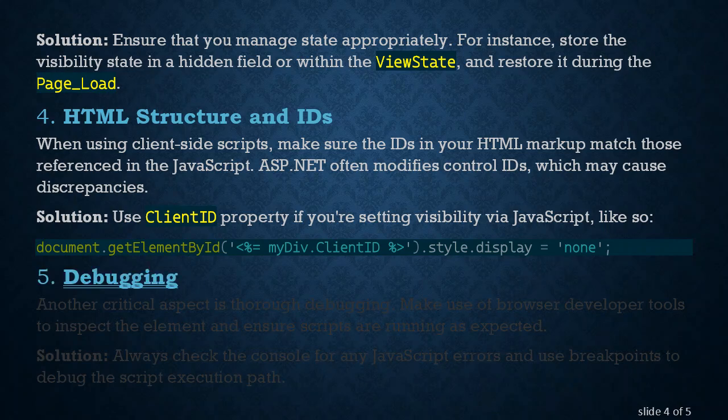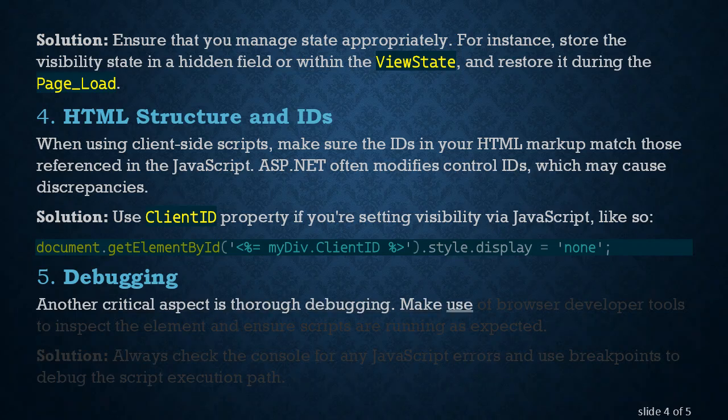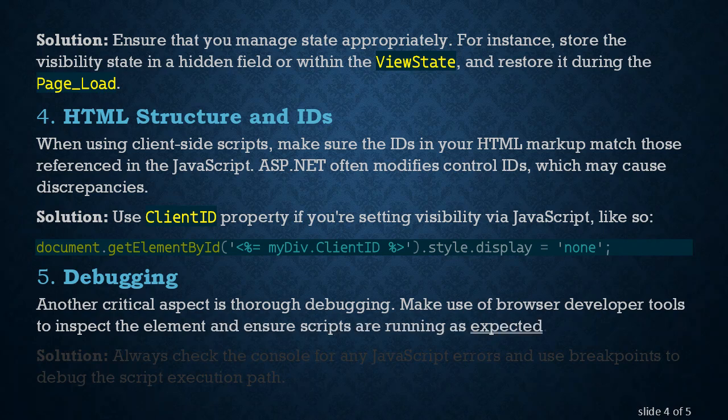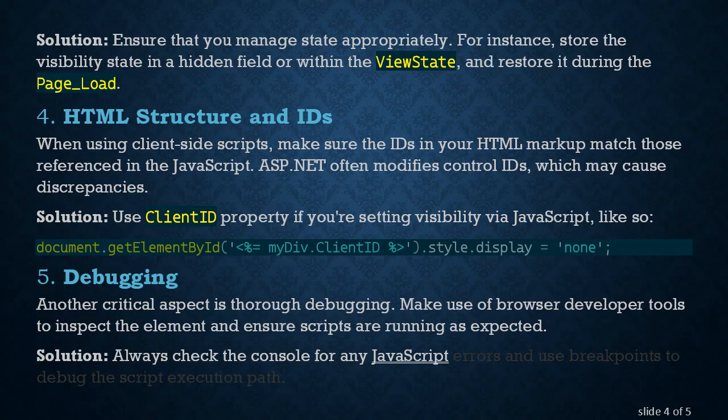5. Debugging. Another critical aspect is thorough debugging. Make use of browser developer tools to inspect the element and ensure scripts are running as expected. Solution: always check the console for any JavaScript errors and use breakpoints to debug the script execution path.